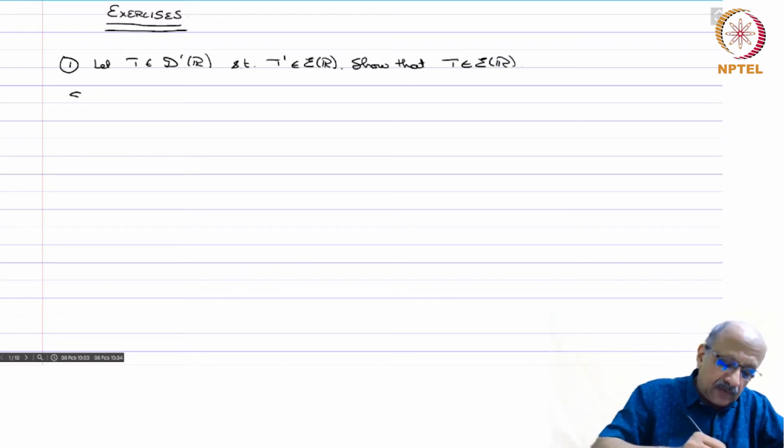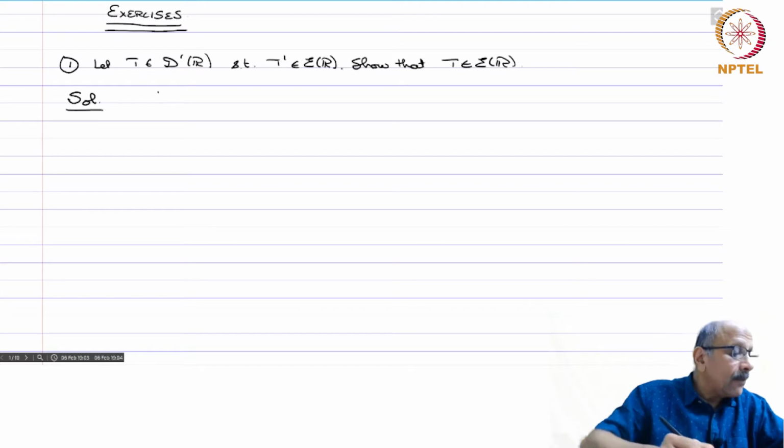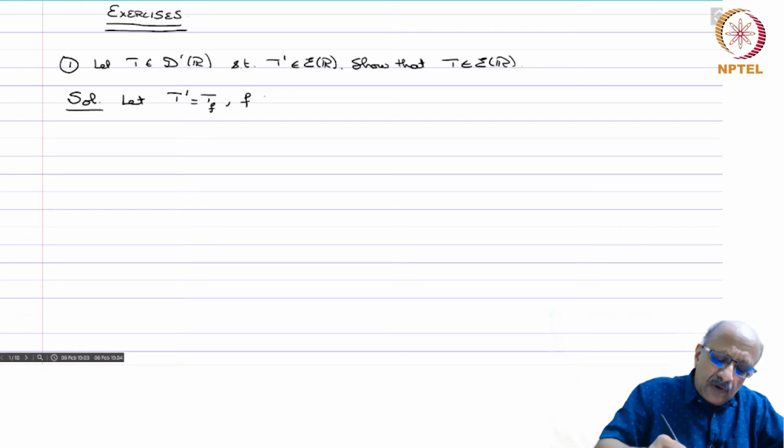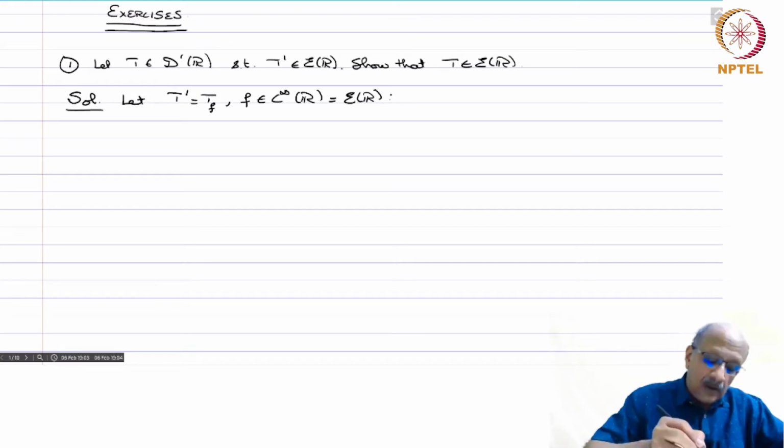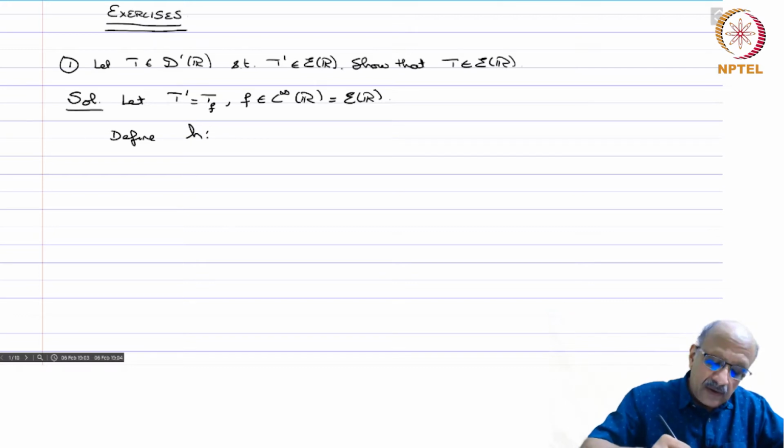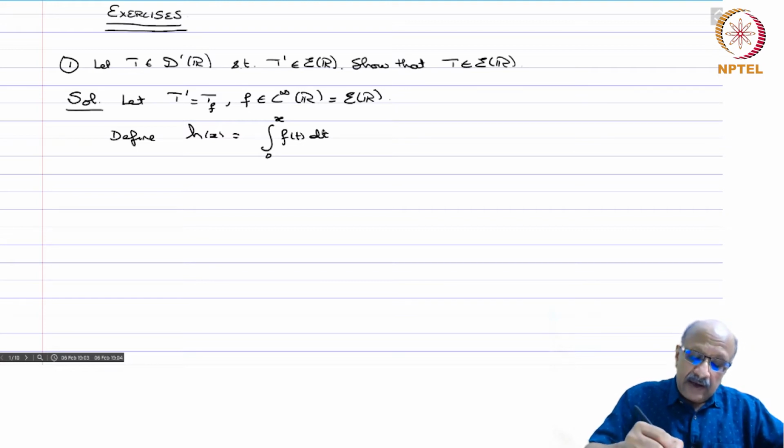Okay. So, solution. So, let T dash equal to Tf, where f belongs to C infinity of R, which is of course E of R. Okay. So, define h of x equal to integral 0 to x f of t dt. This is to be appropriately interpreted when x is less than 0. So, it will be from x to 0.